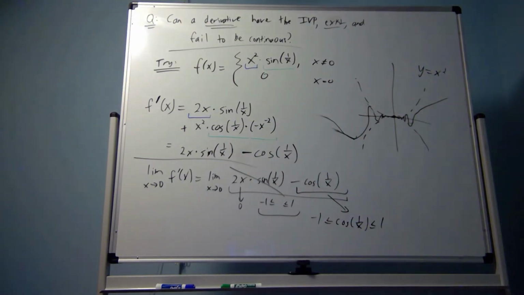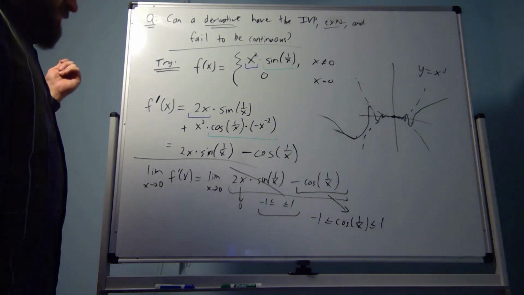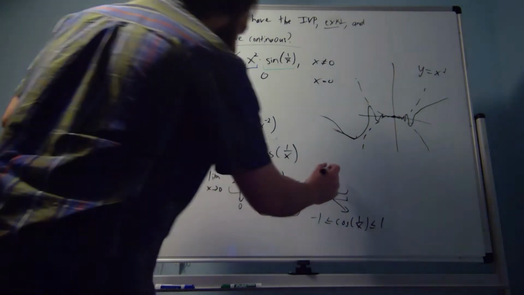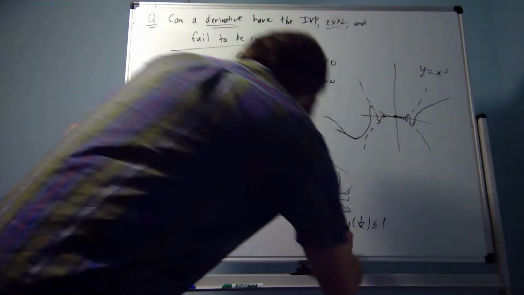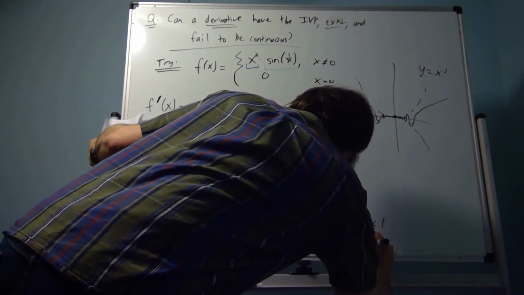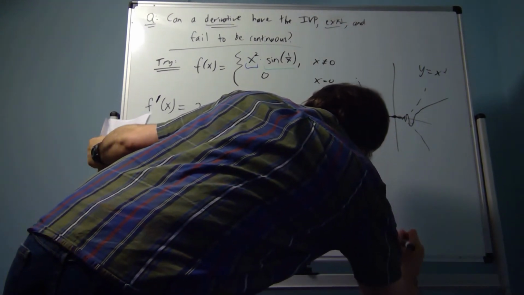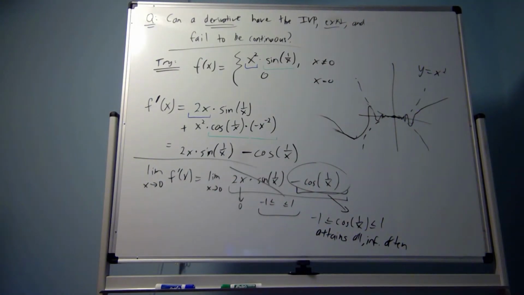again, we looked at the graph earlier. We saw that this thing right here, cosine of 1 over x, retains all values infinitely often. It retains all values infinitely often as x approaches 0 from either the right or the left.